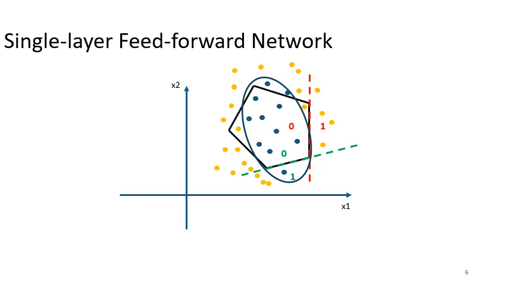For example, an ellipse. And in order to achieve this, we need to use a neural network with at least one hidden layer. As you can see here from the figure, it's very easy to understand why we need a single layer feed-forward network, because here we can learn non-linear functions.